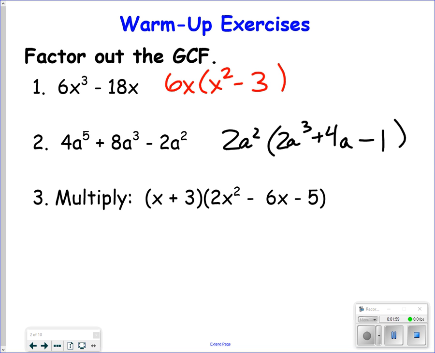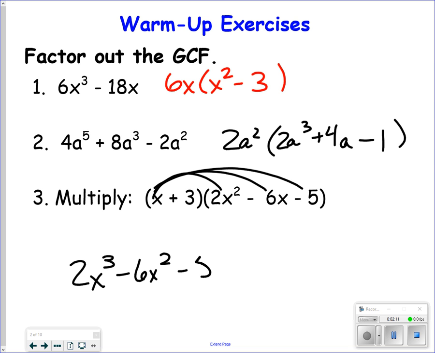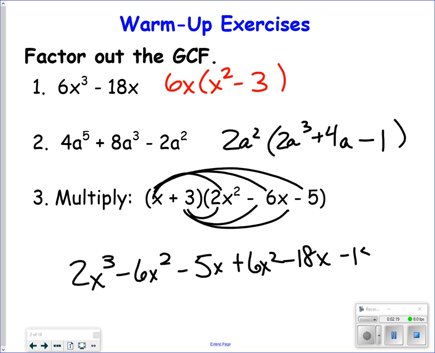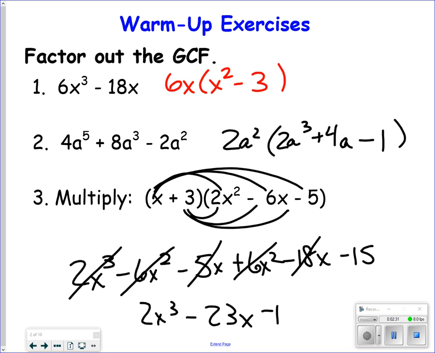The last one here is just a review of section 7.2. We talked about multiplying, so multiplying the first one times each one. I get 2x cubed minus 6x squared minus 5x, and then positive 6x squared minus 18x minus 15. Then add anything that's alike. So I have a 2x cubed, the x squareds end up canceling each other out, minus 23x minus 15. So a couple of review questions there.